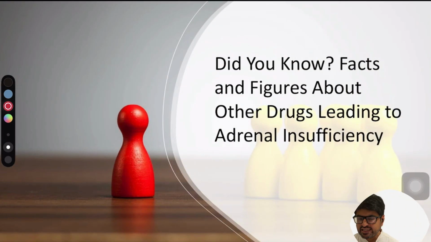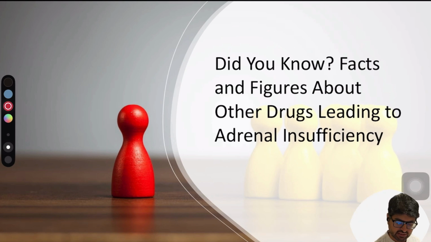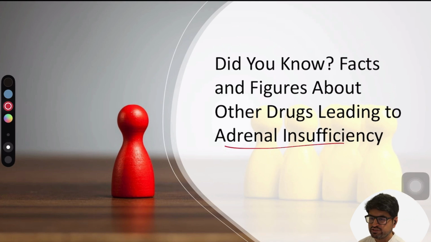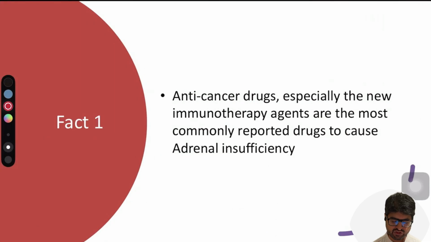Now, we looked at the glucocorticoids. Now let's look at some other drugs that can lead to adrenal insufficiency, because today's topic is not just looking at steroids, but looking at all the drugs that can lead to adrenal insufficiency. So we'll talk about 6 different drugs. I'll tell you some stories about these patients also.